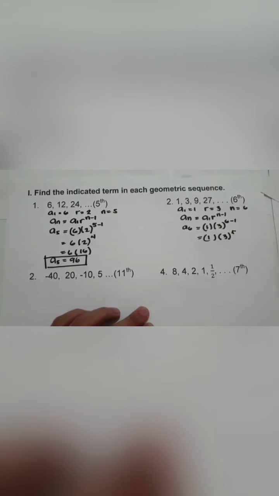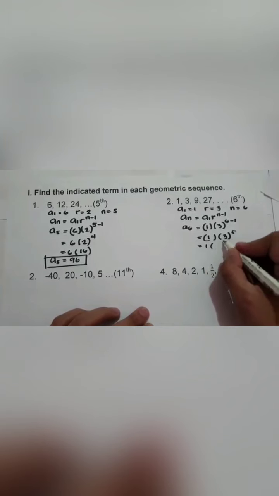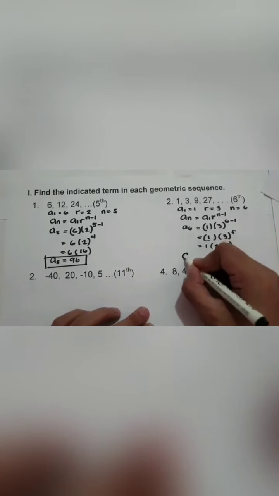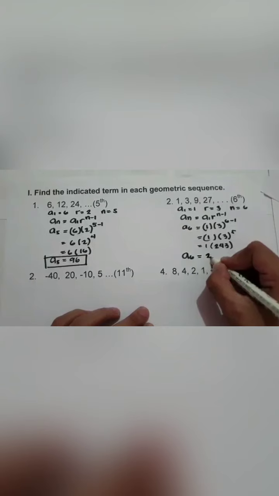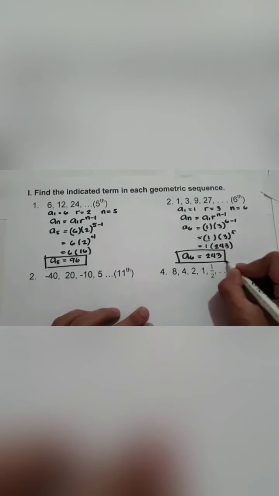Then let us simplify. We have 1 times 3 raised to 5. You are going to multiply 3 five times to itself. That is 243 times 1. So the sixth term is 243. So this will be our final answer.